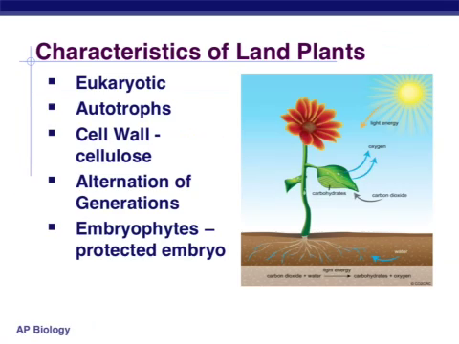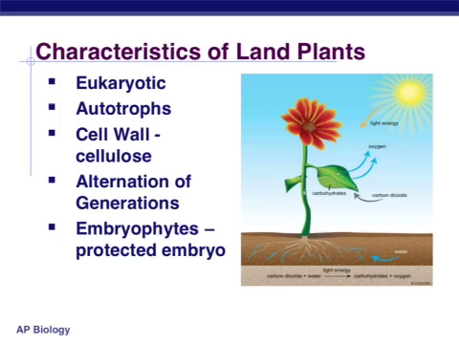So there are a few things that you have to be able to do to be considered a land plant. First of all, you must be eukaryotic, must have organelles, must have a defined nucleus, all that good stuff. You have to be able to provide your own food, so you have to be autotrophic. You must have a cell wall that's made of cellulose. Other things have cell walls, they're just not made of cellulose. Plants are specifically made of cellulose when it comes to their cell walls.